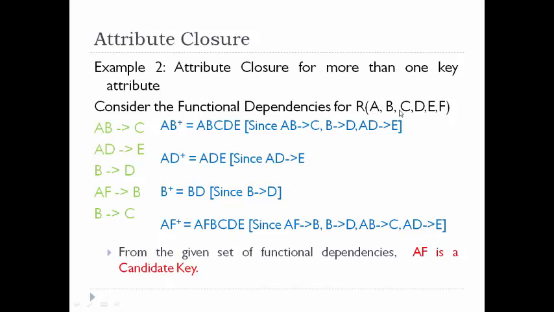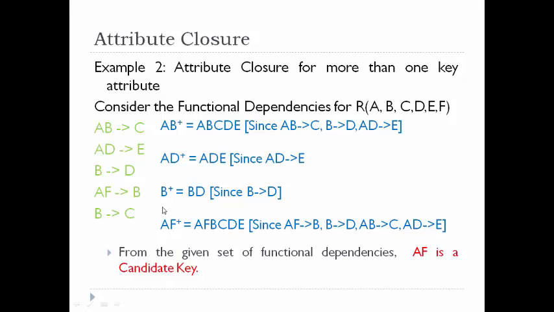Since we have A, B, C, D, E, F here, the AB closure has given A, B, C, D, E, and F is missing. So we cannot arrive at the candidate key, since AB is not giving all the attributes in the schema, and AD is not giving, and B is also not giving. Now let us try it for AF.